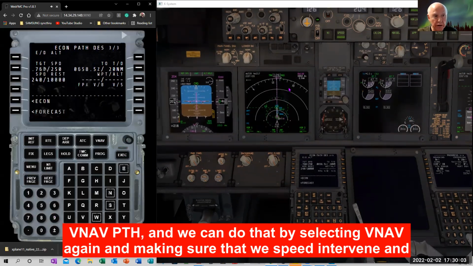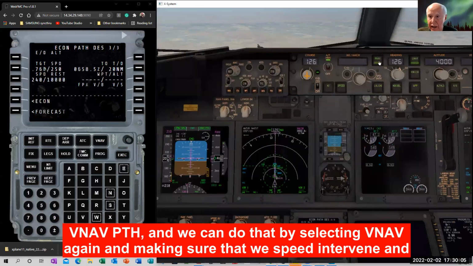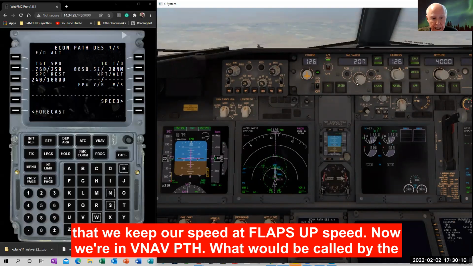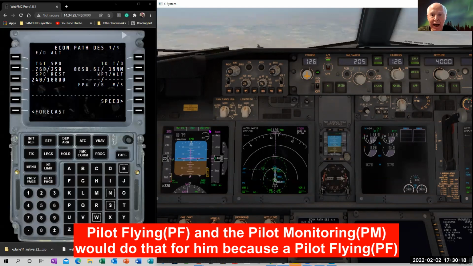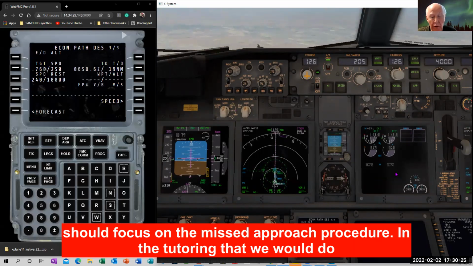And we can do that by selecting VNAV again and making sure that we speed intervene and that we keep our speed at flaps up speed. Now we're in VNAV path. That would be called by the pilot flying, and the pilot monitoring would do that for him, because the pilot flying should focus on the missed approach procedure.